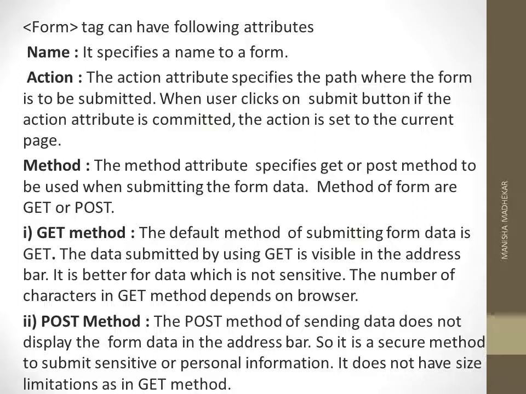Method. The method attribute specifies get or post method to be used when submitting the form data. Methods of form are get or post. Get method is the default method of submitting form data. The data submitted by using get is visible in the address bar. It is better for data which is not sensitive. The number of characters in get method depends on browser.